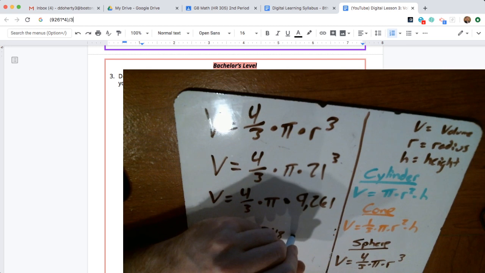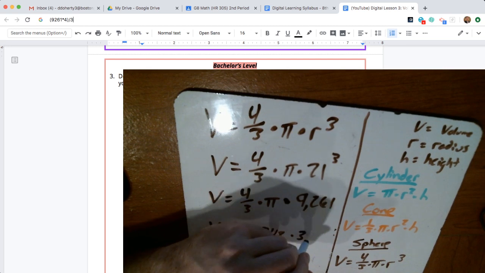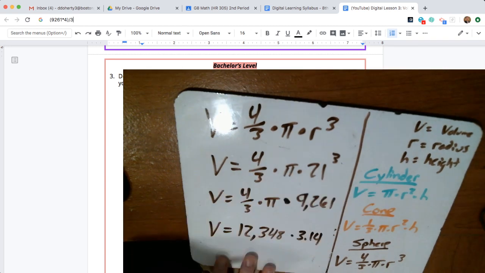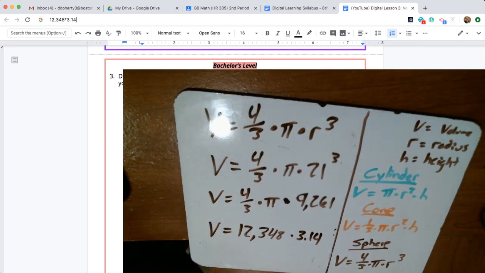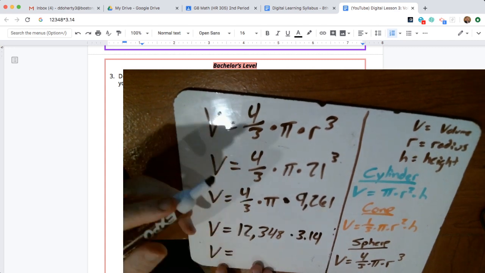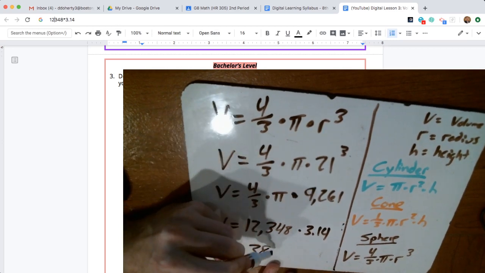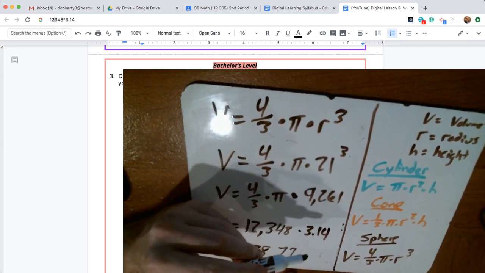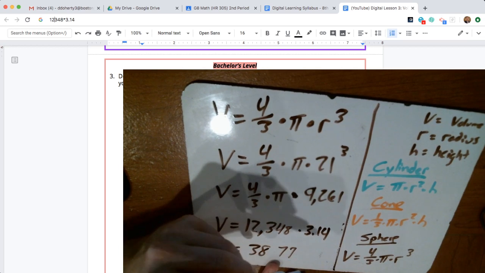So I'm going to take 12,348 and multiply that by 3.14, the estimate that we're using for pi. When I do that, the volume formula for the sphere produces a number of 38,772.72 cubic centimeters.